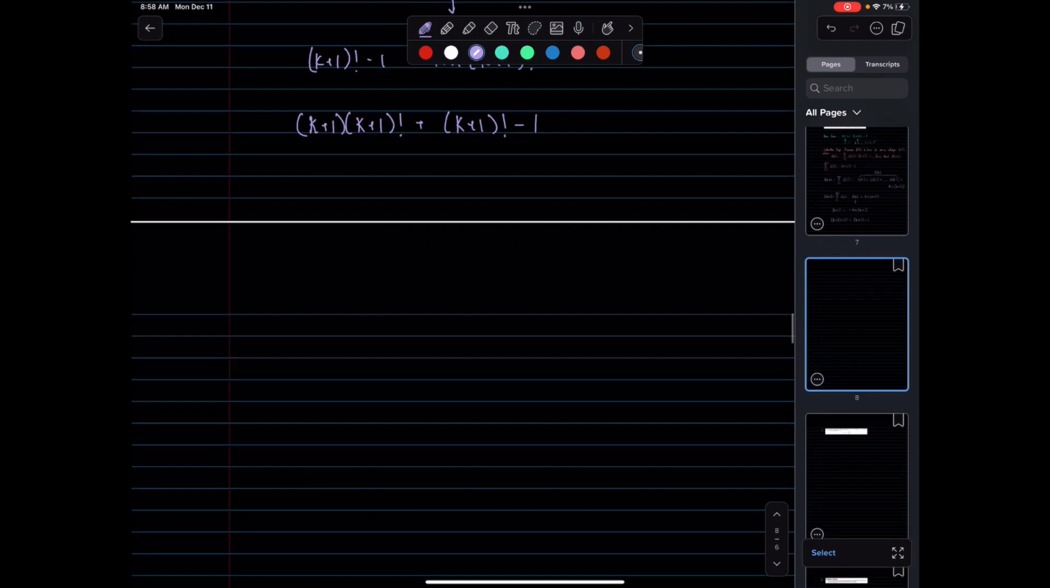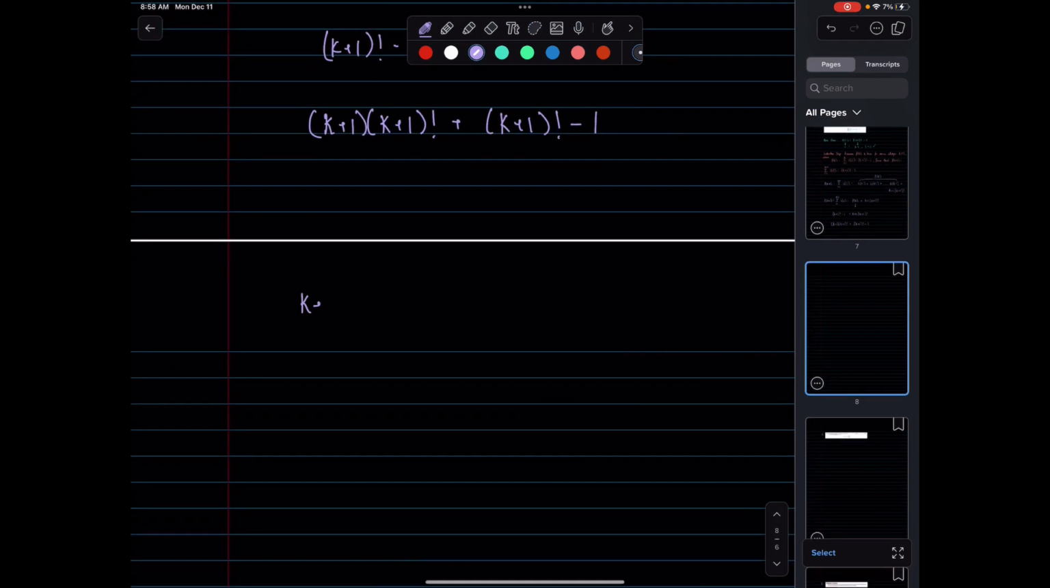we're going to have to factor out k plus 1 factorial. k plus 1 factorial times k plus 1 plus 1. Factor that out from there. And then if we do that, we'll get k plus 1 factorial times k plus 2 minus 1.